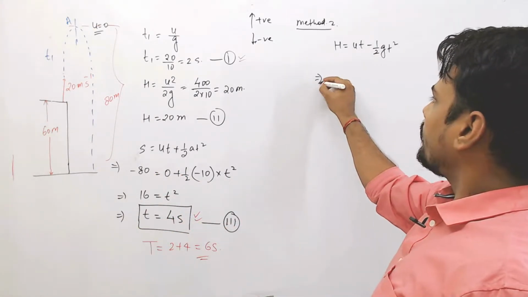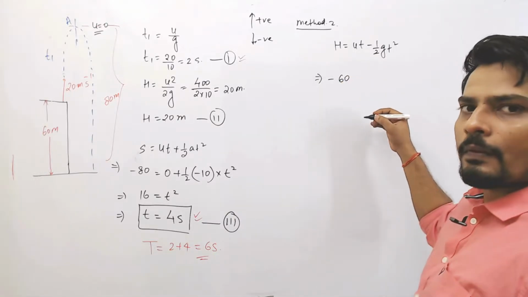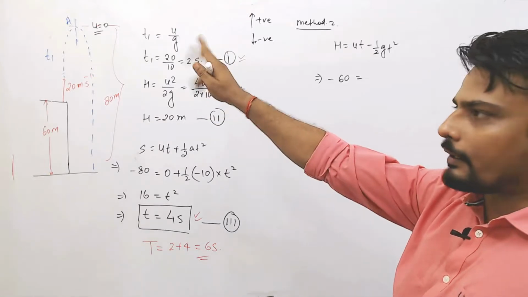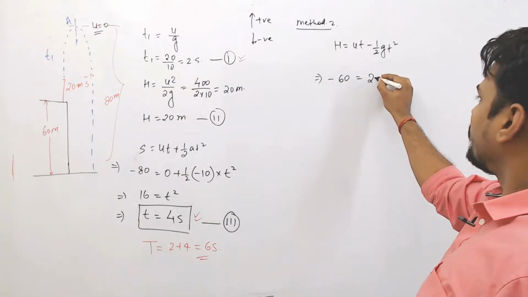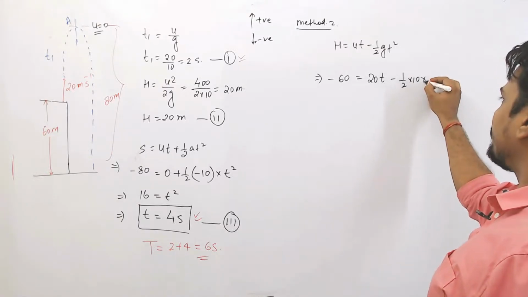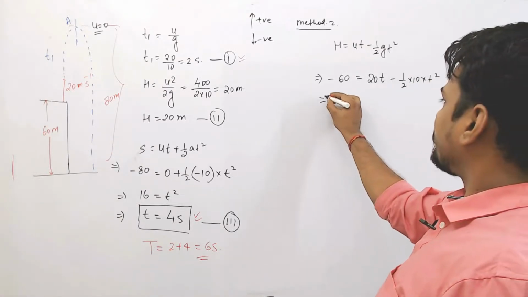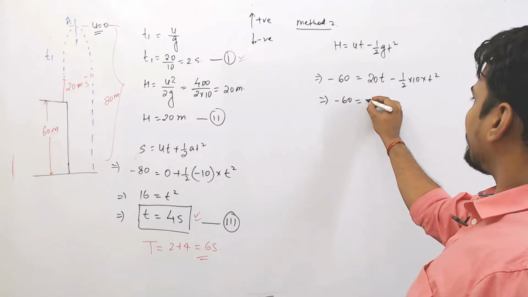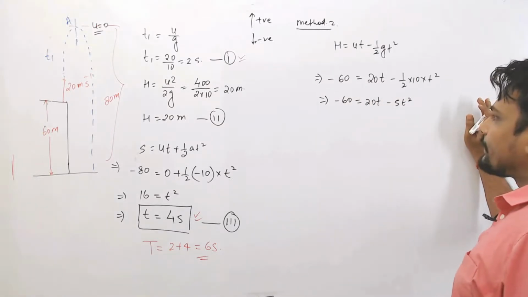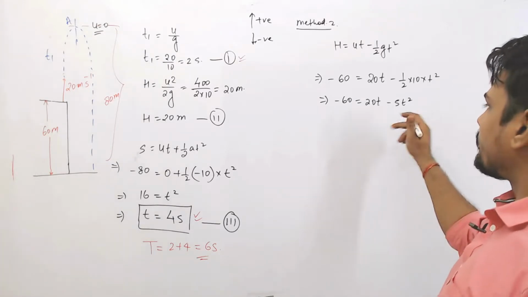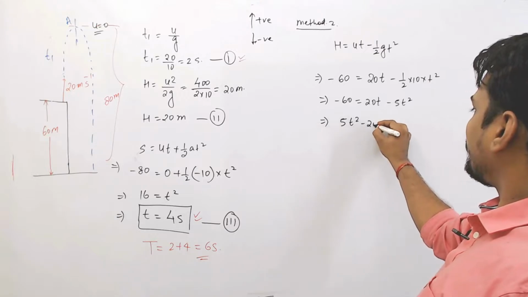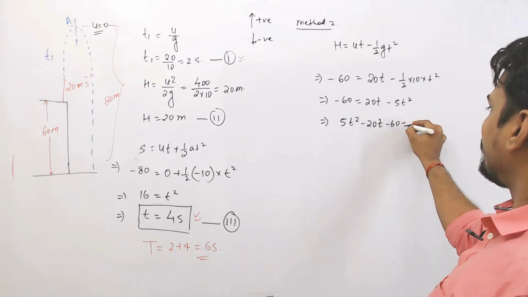So can I just say negative 60 equals u. u was upward, ensure that it is upward, so plus 20. Time I have no idea. Minus 1 upon 2, g is 10, t square. So that would give negative 60 equals 20 times t minus 5t square. This is taking me towards a quadratic equation. So I can have 5t square minus 20t minus 60 equals 0.